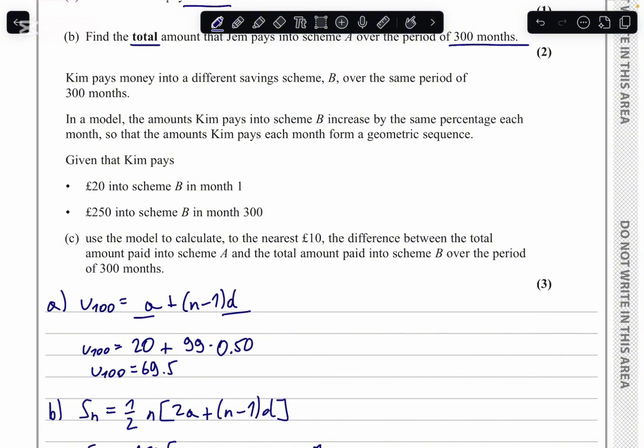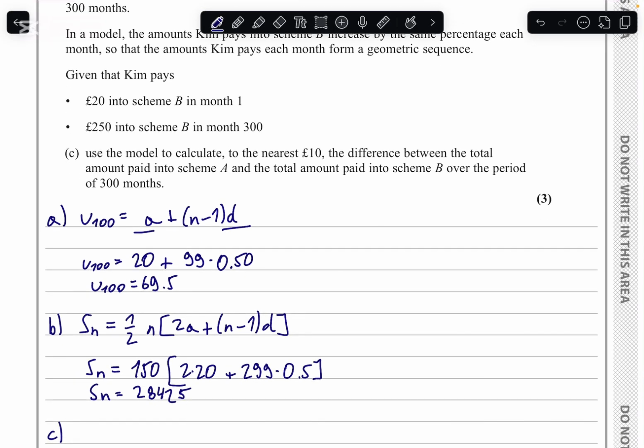Moving on to part C, Kim pays money into a different savings scheme, B, over the same period of 300 months. In a model, the amount Kim pays into scheme B increases by the same percentage each month, so that the amounts Kim pays each month form a geometric sequence. Given that Kim pays 20 into scheme B in month 1 and 250 into scheme B in month 300, use the model to calculate to the nearest £10 the difference between the total amount paid into scheme A and the total amount paid into scheme B over the period of 300 months.